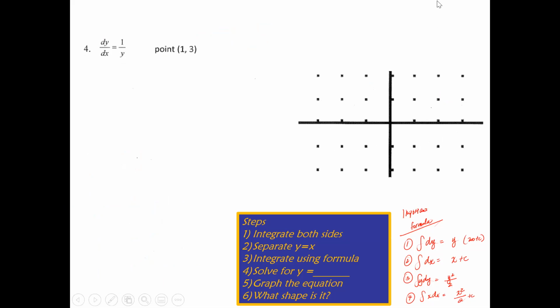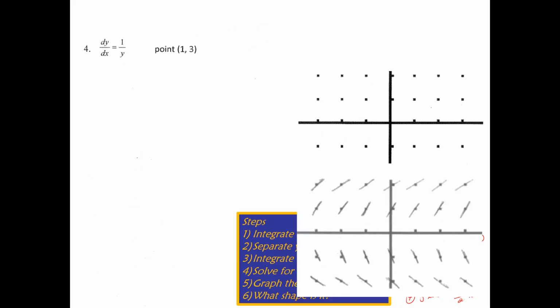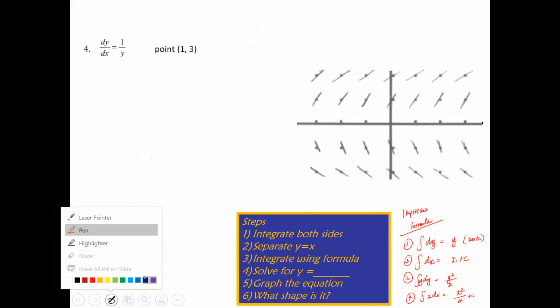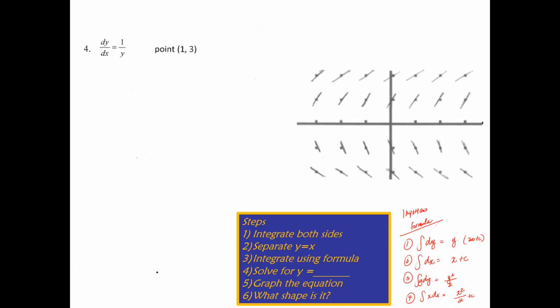All right, let's jump into number 4. With number 4, again, pause the video, create your slope field using just the plug-in method. From the looks of it, it looks like it's a parabola opening on the right side with a vertex on the left side. So I want to get my x's and y's all on one side. So I'm going to multiply by y and also multiply by the dx on both sides.